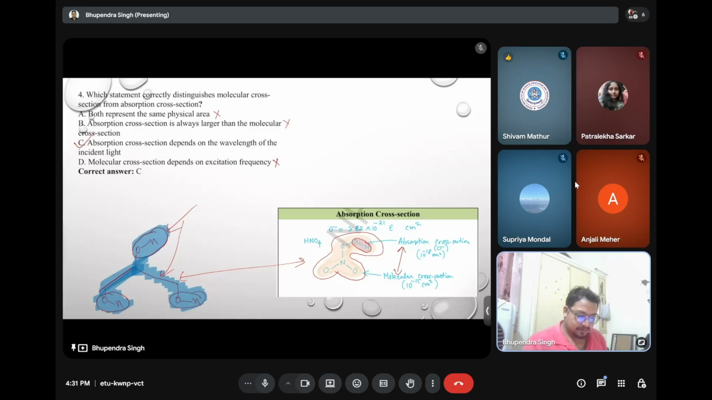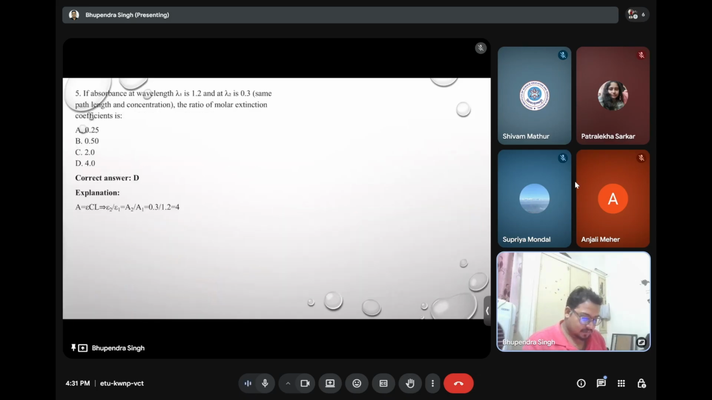Next question. If absorbance at wavelength lambda 1 is 1.2, and at lambda 2 is 0.3, the path length L1 is equal to L2, and concentration C1 equal to C2, it is given. The ratio of the molar extinction coefficient is, okay, this is simple. A equals epsilon C L, divided by epsilon C L. They are asking for the ratio of the molar extinction coefficient.